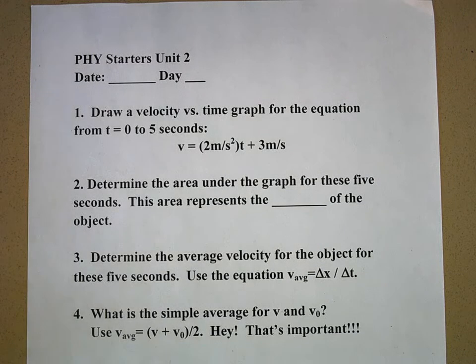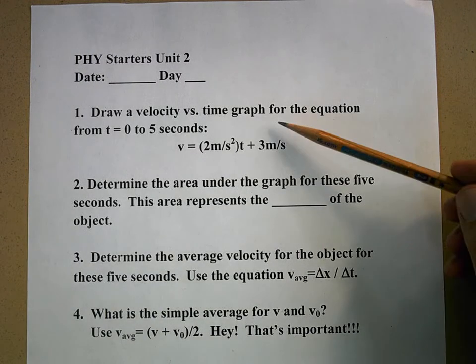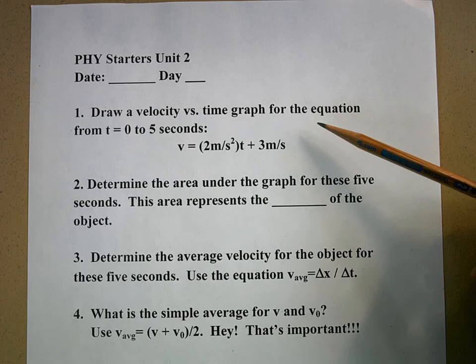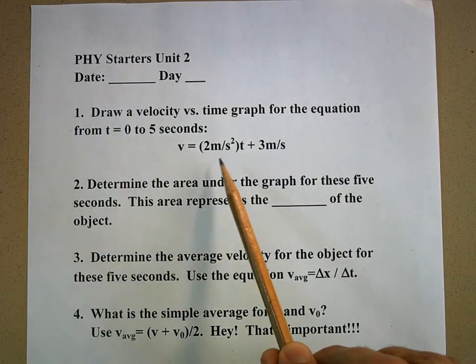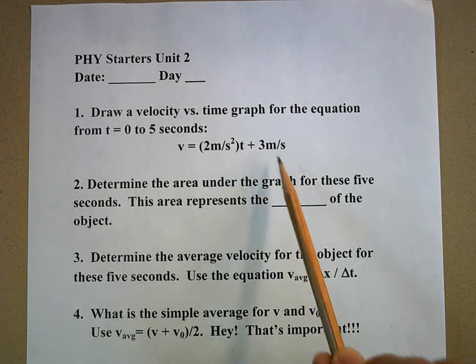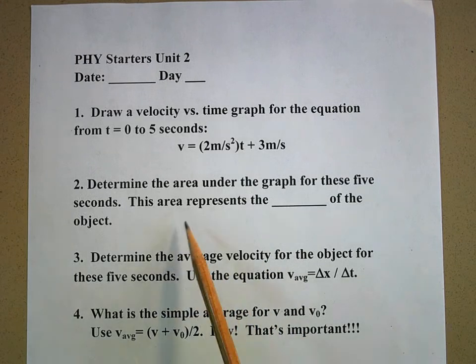Here's our starter for today. 1, draw a velocity versus time graph for the equation from 0 to 5 seconds for v equals 2 meters per second squared times time plus 3 meters per second. And then determine the area of the graph for these 5 seconds.